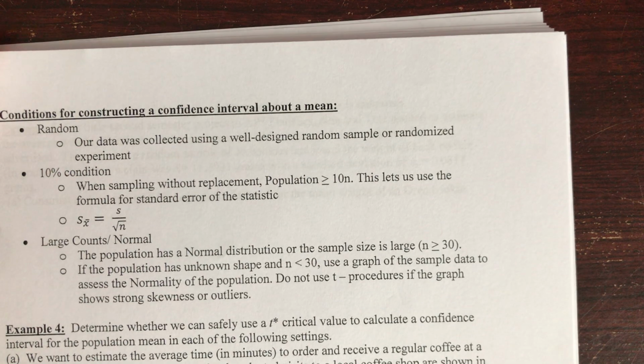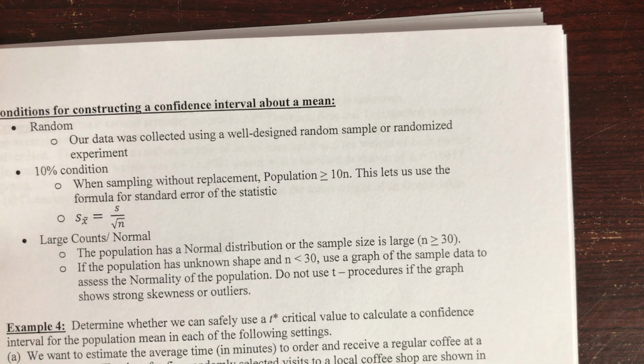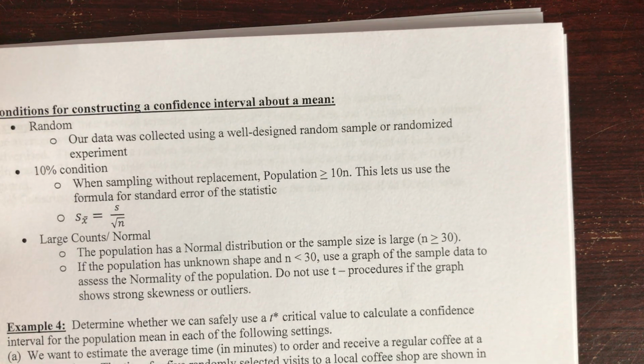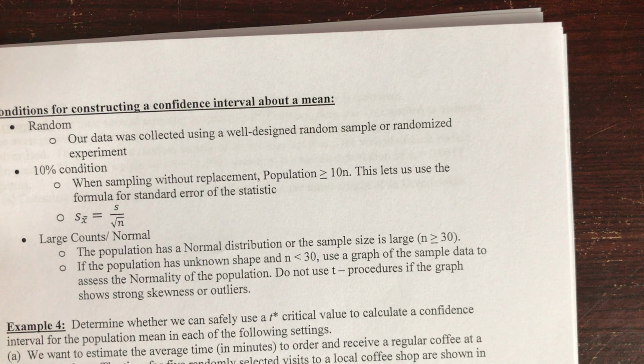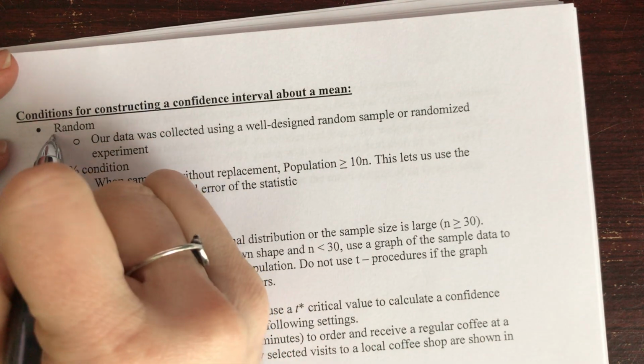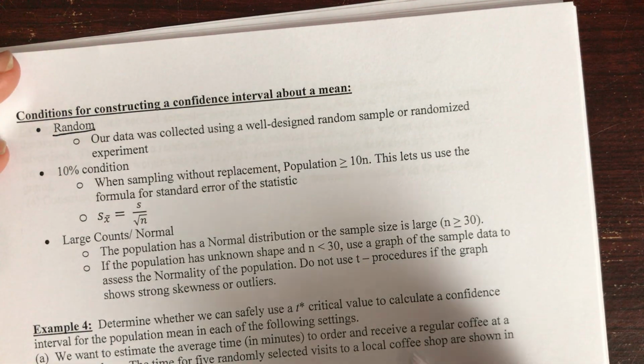Just like when we learned averages in chapter 7 with sampling distributions, we had to first ask ourselves, can we use the normal distribution? Now we need to know, can we use the t distribution? Okay, so we have random, just like last time.